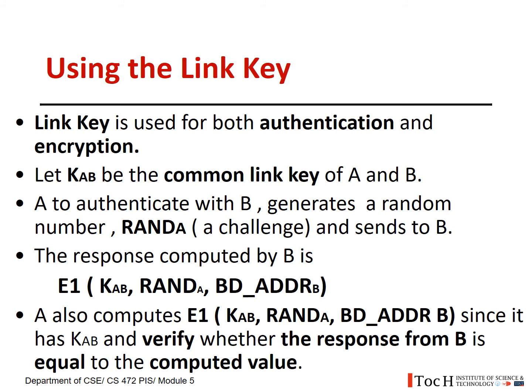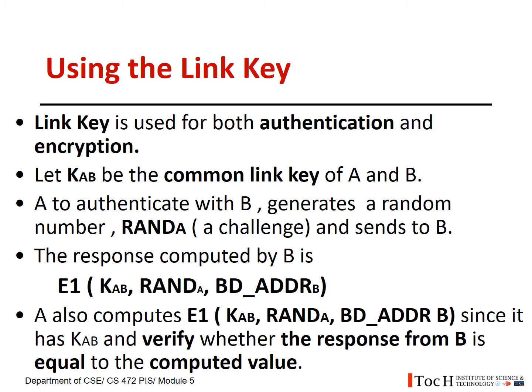So in order to authenticate with B, initially A will generate a random number, and this random number generated by A is sent as a challenge to B. And B, on receiving this challenge from A, will compute a response, and this response is sent back to A. The computation of the response is done by using the link key KAB, and the other inputs are a random number of A and the Bluetooth device address of B. So after computing the response value using the link key, B will send this value back to A.